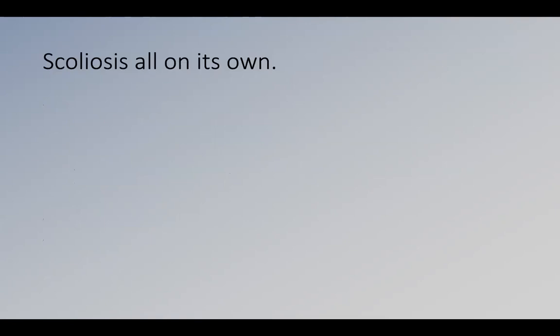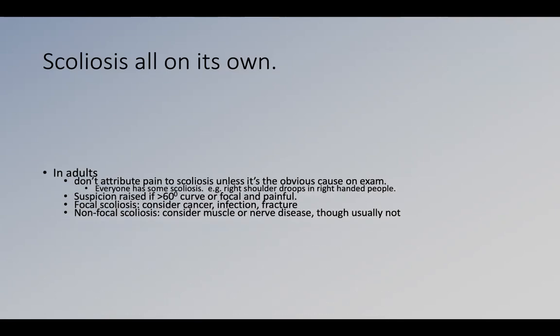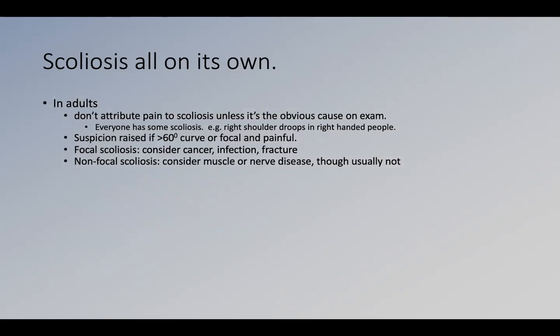We don't have enough time in the world to talk about scoliosis, and most rehab doctors don't deal with juvenile idiopathic scoliosis unless they subspecialize. If you do, there's much more to learn, but I'm going to give you one slide on it, okay? In adults, we talked about this, right? A little curvature is nothing. Everybody who's right-handed, their right shoulder droops. In fact, if it doesn't, you're wondering what's wrong, okay?